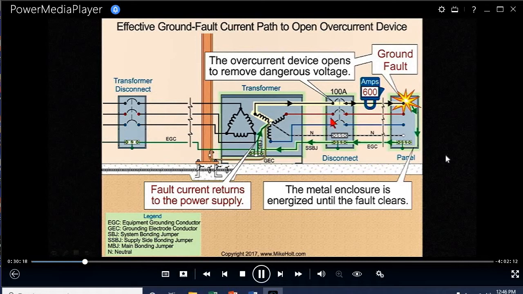So now, Scott, we have a supply side bonding jumper here, a system bonding jumper there. We have the effective ground fault current path. The fault is taking place on the line side of that disconnect. And the comment is, what are you going to do about that? I guess we're back to 90.1, the practical safeguarding of persons, because what can we do about that? It's on the line side. We can't not bond it. Right. So we've got to bond it. We've got to be able to carry fault current. But there's nothing we can do about that.